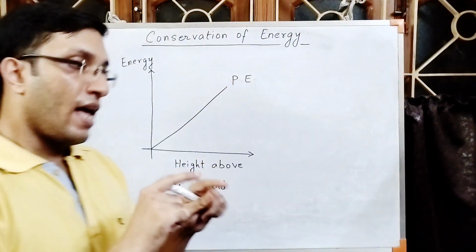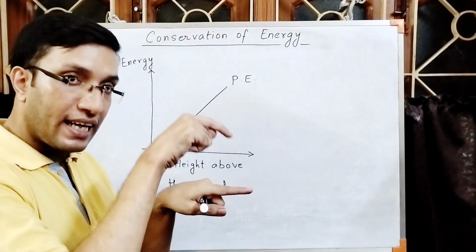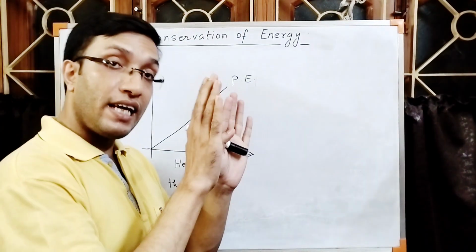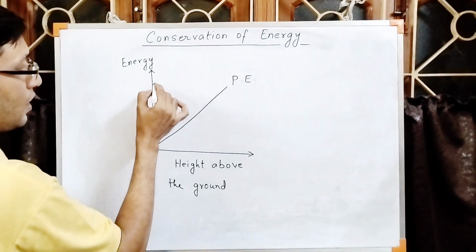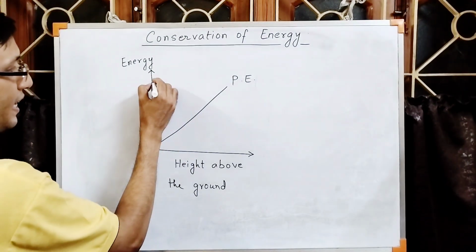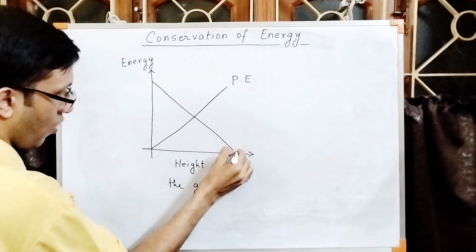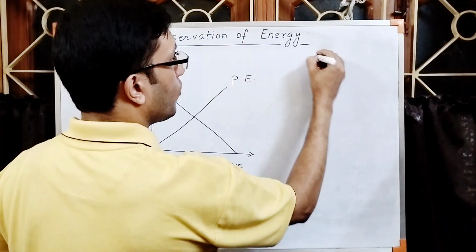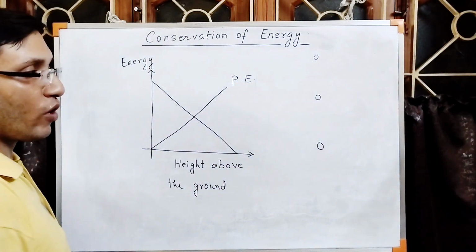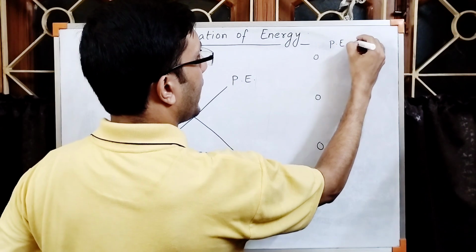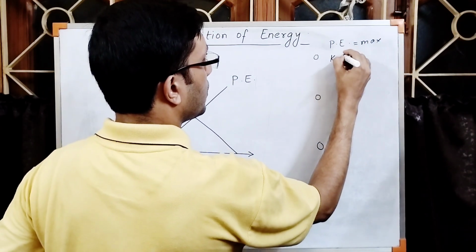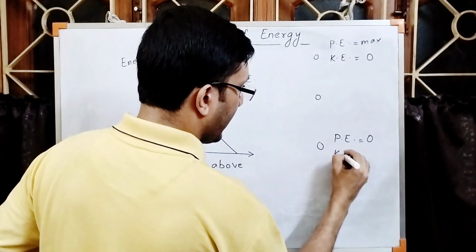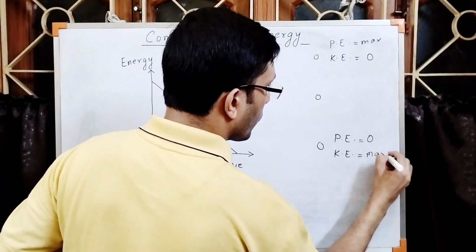And we know that as the body goes up, its speed decreases, and finally at the topmost point where the body is at rest initially, kinetic energy is 0. That means kinetic energy starts dropping. So as the height above the ground increases, because this is the topmost point, this is somewhere in between, and this is the initial point, here potential energy is maximum and kinetic energy is 0, whereas here potential energy is 0 and kinetic energy is maximum, right?